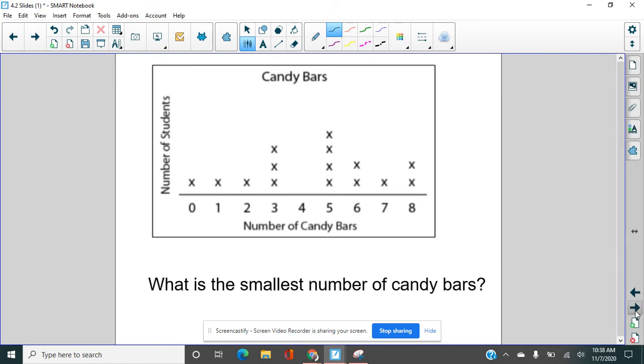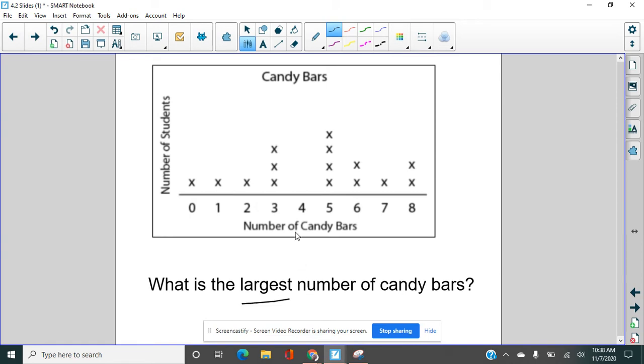We can also figure out what the smallest number of candy bars is. Now, don't be tempted to say 4, okay? Because some of these people have less than 4 candy bars. This person has the smallest number of candy bars. What is the smallest number of candy bars? 0, none. One person has no candy bars. See how that works?